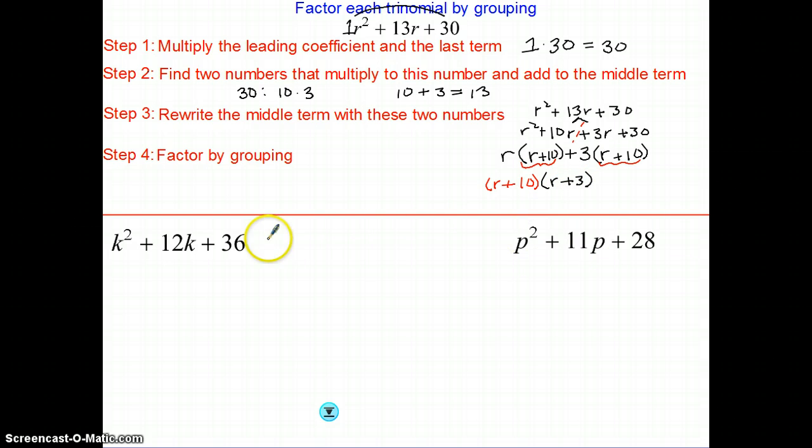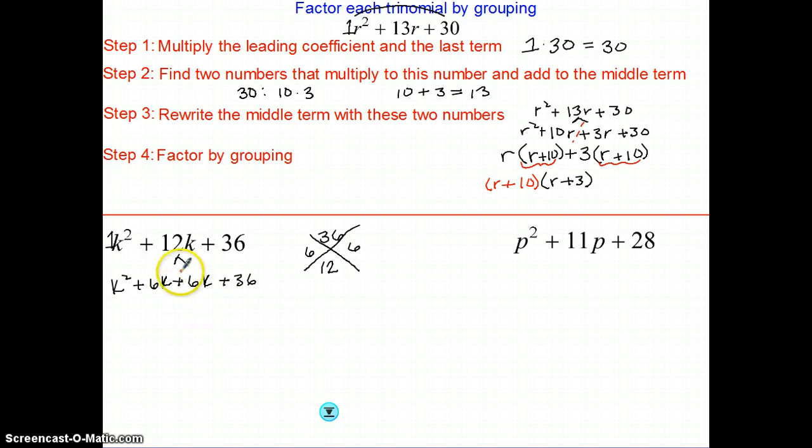Down below to the left, I multiply my leading coefficient of 1 by 36 to get 36. And now I am looking for two factors of 36 that add to 12. So previously, we have set these up as what we call diamond problems. So on the top, I'm multiplying to 36. On the bottom, I'm adding to 12. On the left and the right, my two numbers are 6 and 6. So I'm going to rewrite my 12k as 6k plus 6k. And then I factor by grouping.